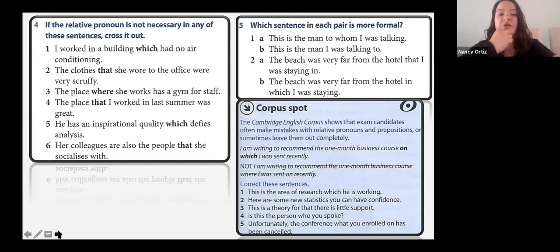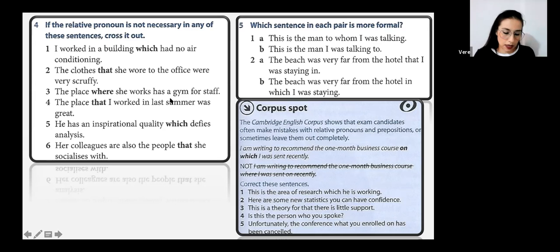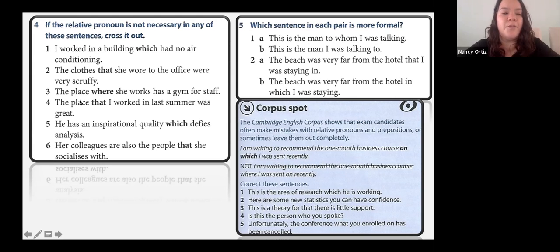That's one option. The other option is Bere's passive voice. Bere, can you repeat yours? Yes, Miss. Unfortunately, the conference in which you were enrolled has been canceled. Yes, both of those are correct for number five.